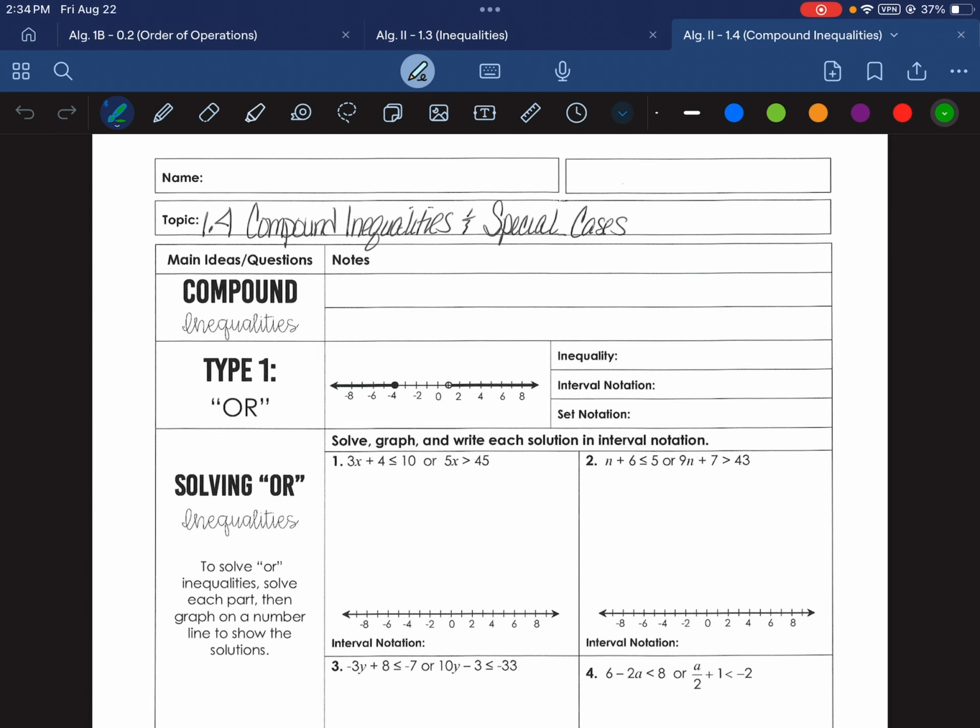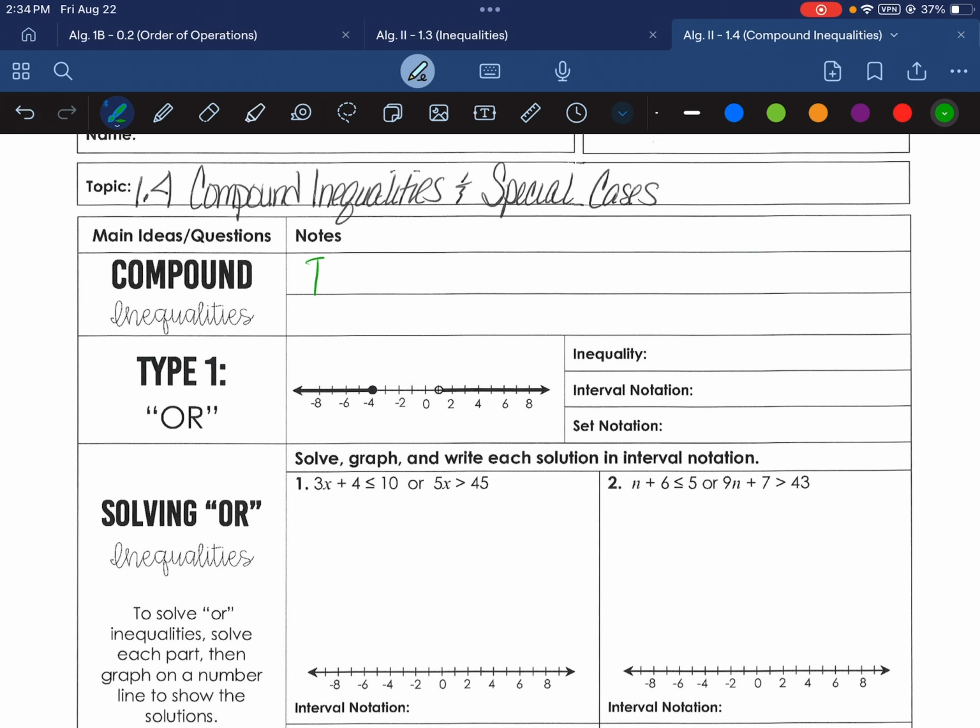So let's define compound inequalities. Compound inequalities just means two or more inequalities that are graphed together on the same line. So we have two types of compound inequalities. We have or compound inequalities as well as and compound inequalities.